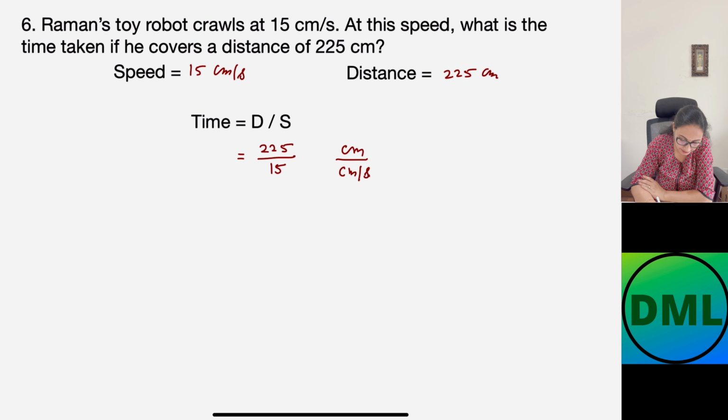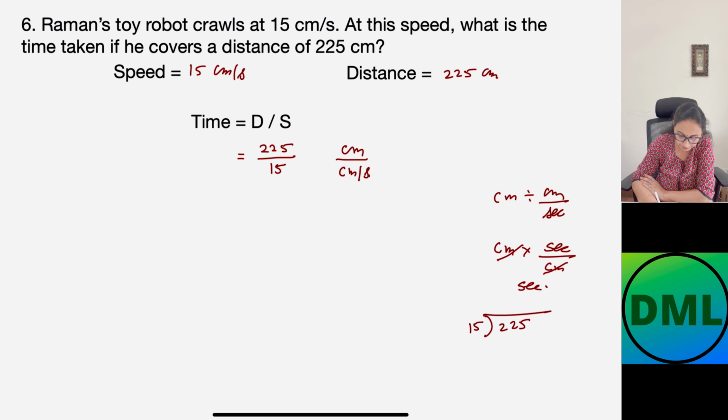If I solve this here, this will be written as centimeter divided by centimeter per second. If I change the division sign into multiplication, I need to flip this one. Let's write down here centimeter multiplied by second over centimeter. Centimeter will get cancelled from here and my answer will be in second. That means time is in seconds. I have to divide this. Let's divide the answer here.